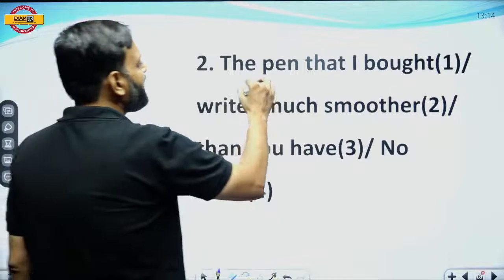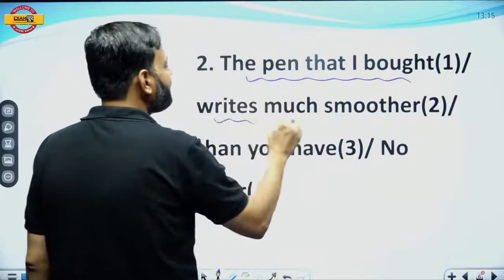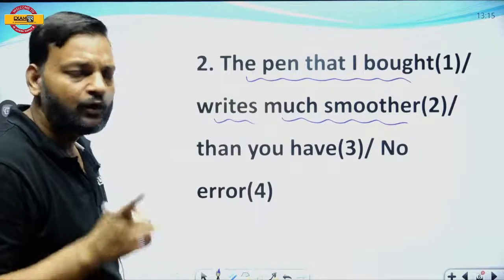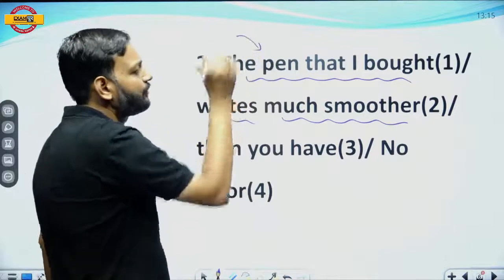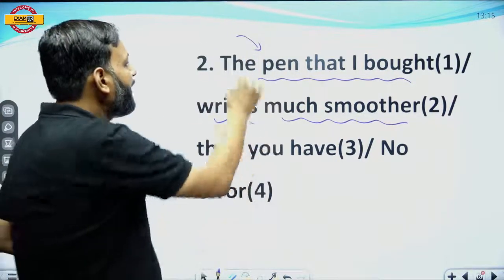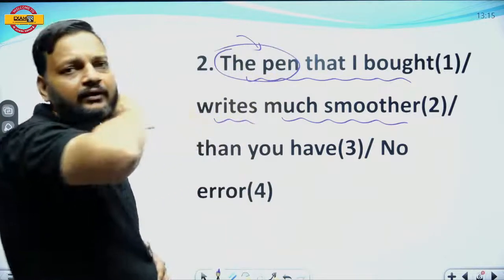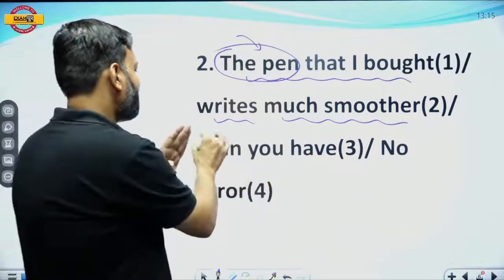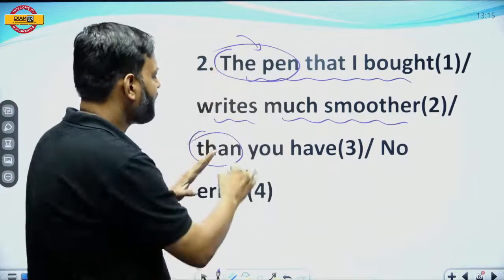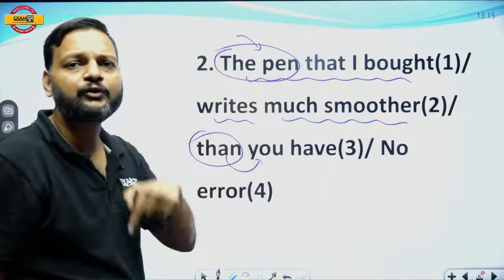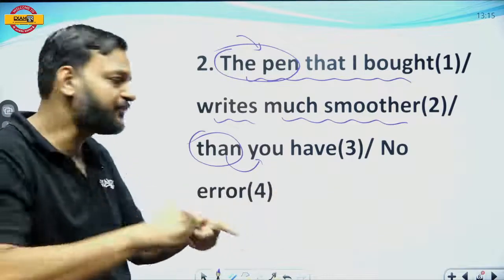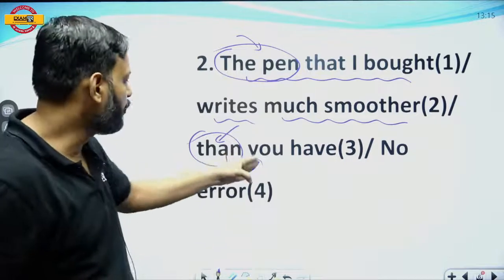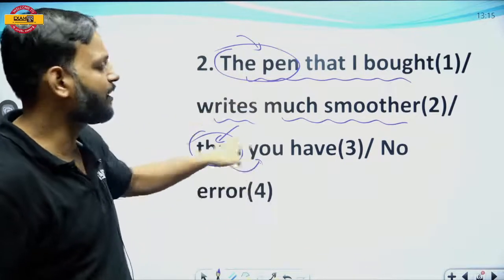So here, the pen that I bought writes much smoother. So in this sentence, what are we comparing? We are comparing the pen that I bought. Now the pen has been compared with you. How do we know that the pen has been compared with you? Because after than we write the word which has been compared. So you is after than. That means the pen has been compared with you.